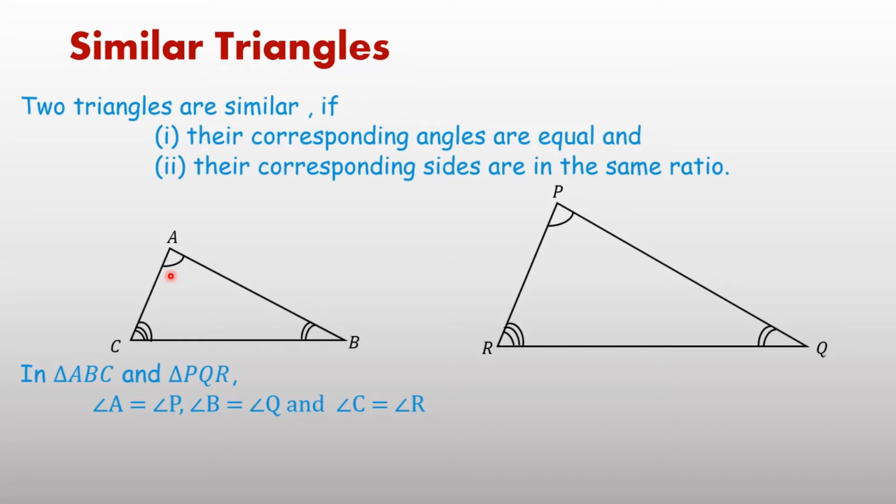are known as corresponding angles. Since angle A equal to P, therefore corresponding angles of both triangles are A and P. B equal to Q, here corresponding angles are B and Q. If C equal to R, then corresponding angles are C and R.